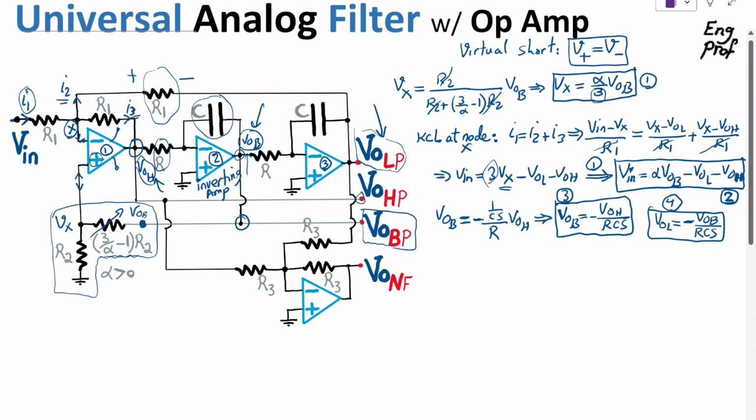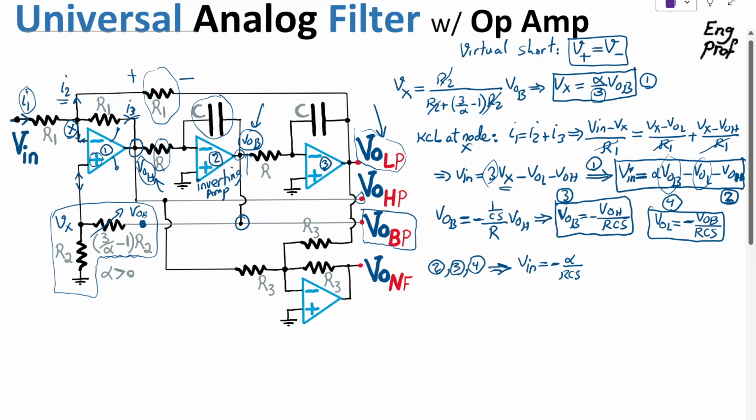Okay, so I'm going to combine equations 3, 4, and 2. So from 2, applying 3 and 4, basically I'm going to substitute for V out bandpass and V out low pass as well. And all of the things on the right-hand side of the equality will be based on V out high pass. So Vn is equal to alpha times V out, which becomes alpha, so don't forget about the negative sign, minus alpha divided by RCS. So that's times V out high pass.